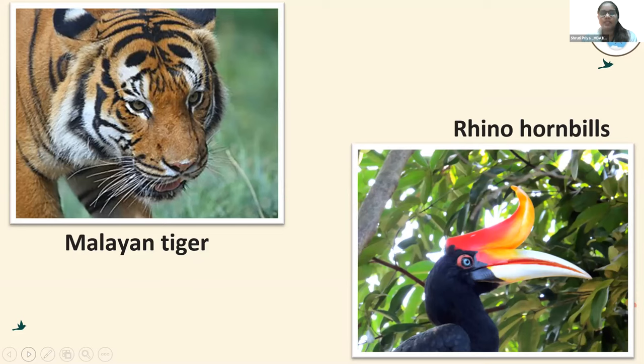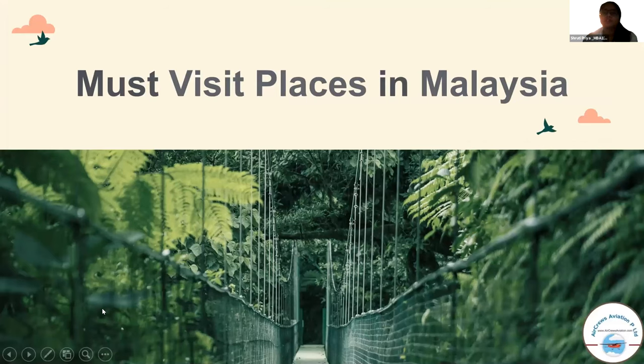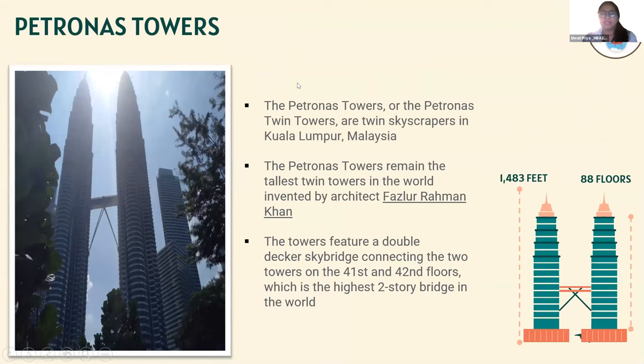So next, let's visit some of the best places in Malaysia. First is Twin Tower. I hope everyone knows about Twin Tower. Twin Tower is also known as Petronas Tower. It is located in Kuala Lumpur. Kuala Lumpur is the capital city of Malaysia.